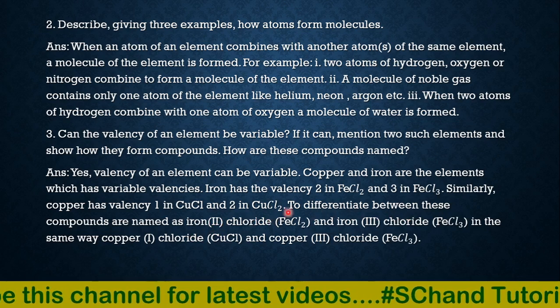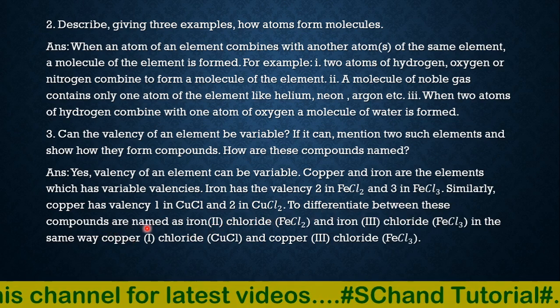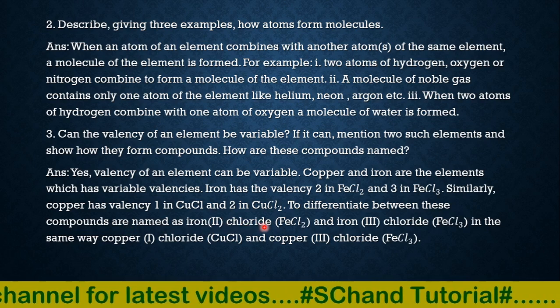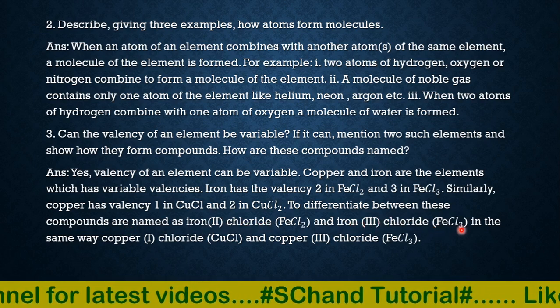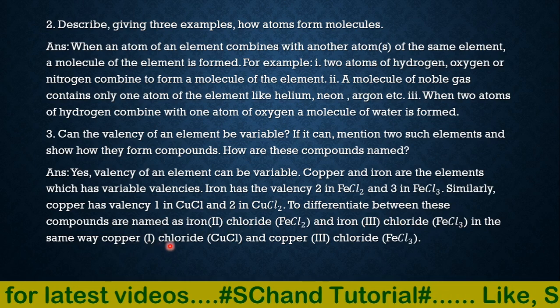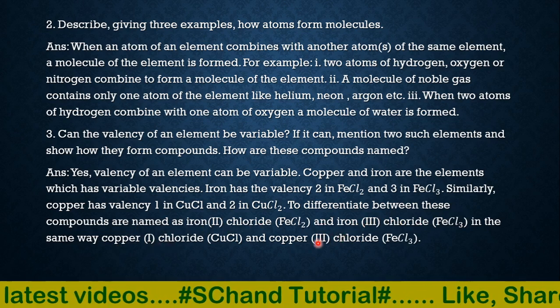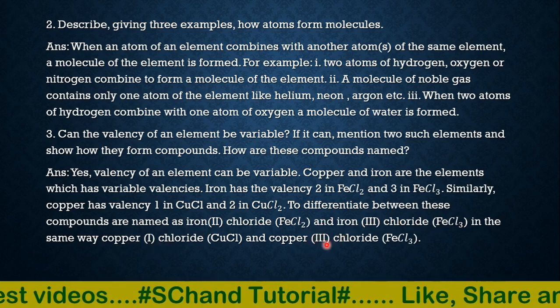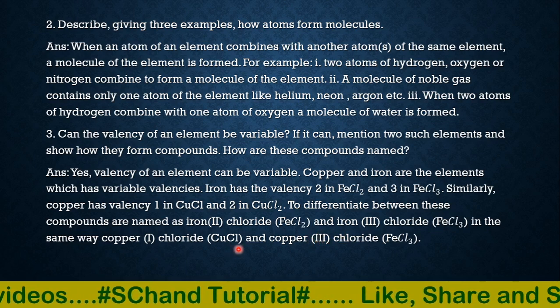To differentiate between these compounds, they are named iron(II) chloride and iron(III) chloride. In the same way, copper(I) chloride and copper(II) chloride. That is represented by the numbers in the brackets.